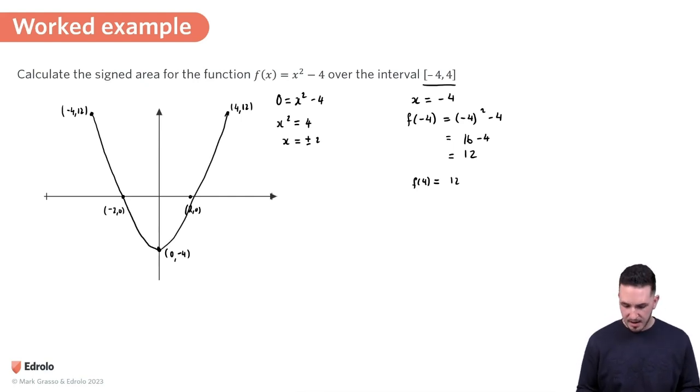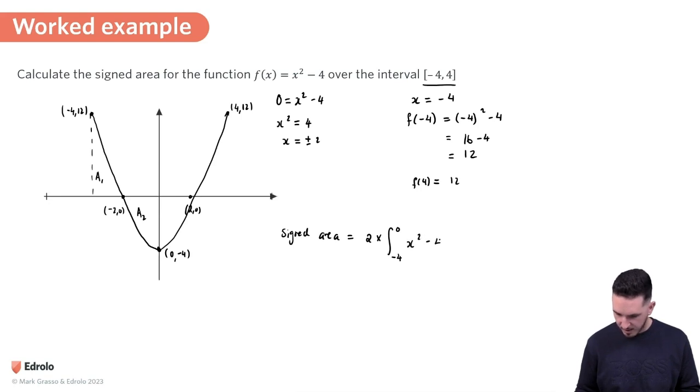So calculate the signed area. So what we can see is, I'm going to call this A1, that's above the axis. And A2 here is below the axis. So because it's symmetrical, all I can do is multiply A1 by 2 and then multiply A2 also by 2. To calculate this net signed area, what we can do is simply take the integral. So signed area will equal 2 times the integral from -4 to 0 of x squared minus 4 dx.